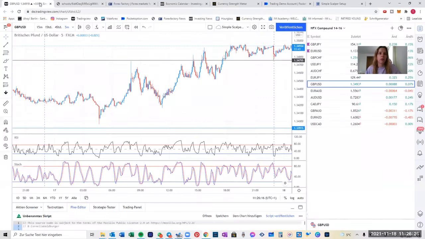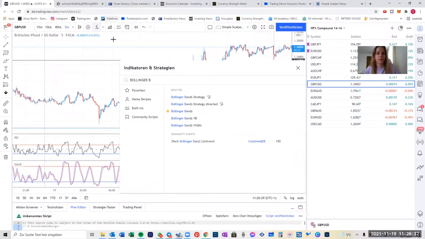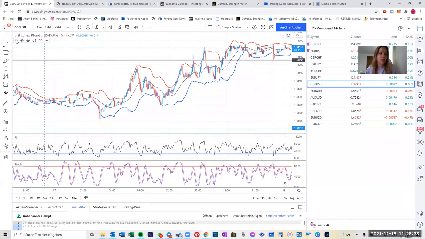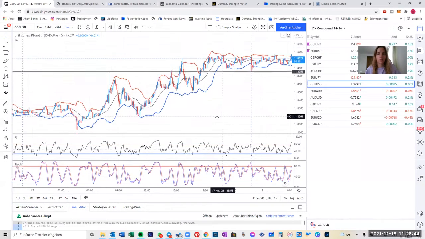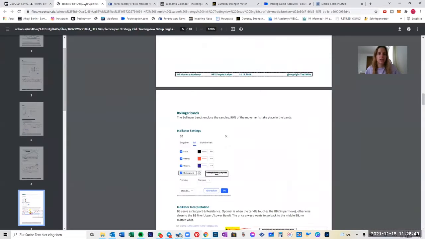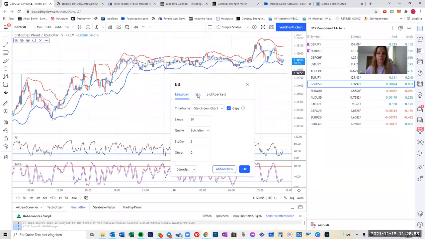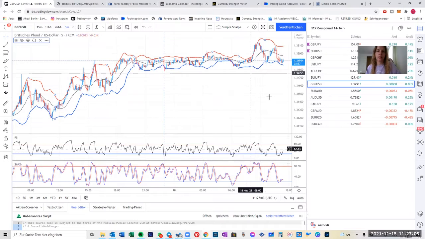Actually, we go to the Bollinger Band. Bollinger Bands. And you see I have marked this, and this indicator is above here and not down below. It's directly in the chart. So we go to settings, and then here we have also the explanation. Everything is in place, just the background you can remove, and the colors are also the same setting as always.